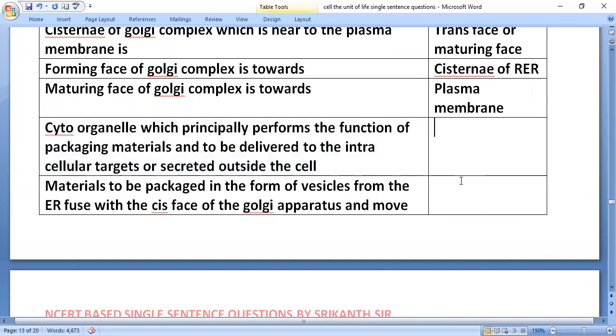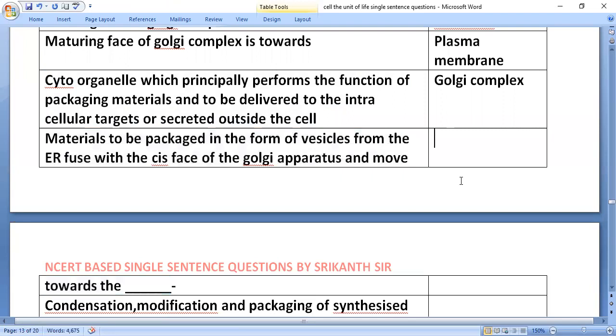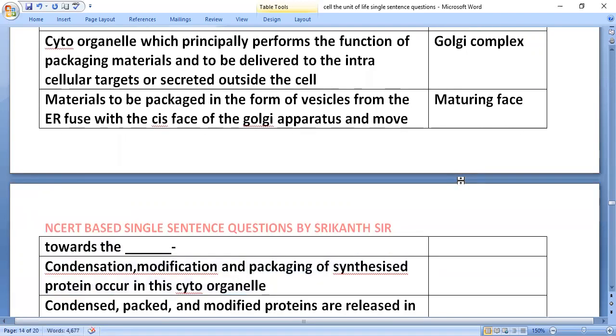Maturing phase of Golgi complex is towards plasma membrane. Cytoorganelle which principally performs the function of packaging materials to be delivered to intracellular targets or secreted outside the cell is the Golgi complex. Materials to be packaged in the form of vesicles from the ER fuse with the cis phase of the Golgi apparatus and move towards the maturing phase. Condensation, modification, and packaging of synthesized protein occur in this cytoorganelle, Golgi complex.